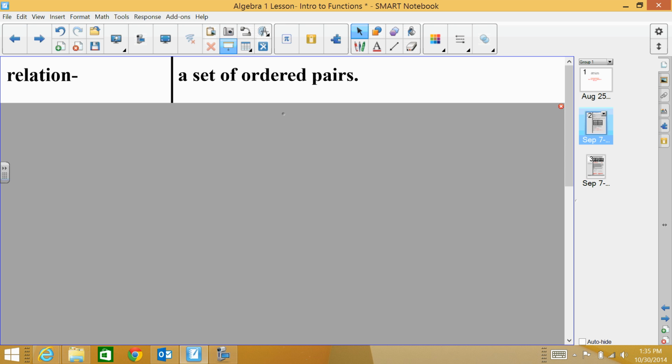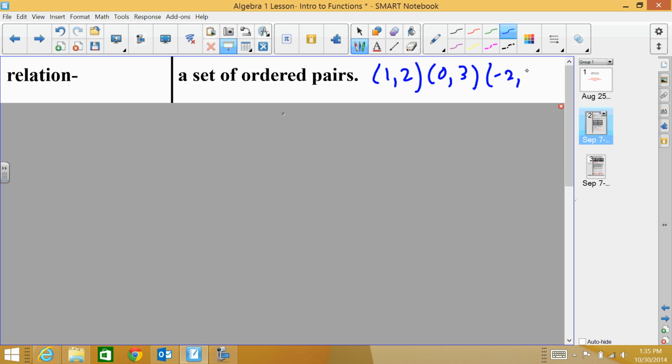First, a relation is just a set of ordered pairs. And remember, ordered pairs are just coordinates like (1, 2), (0, 3), (-2, 1). That would be a relation. That is a set of ordered pairs.